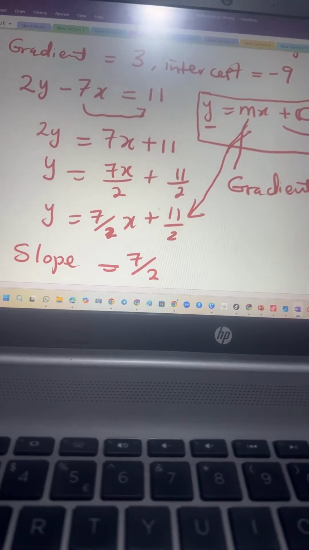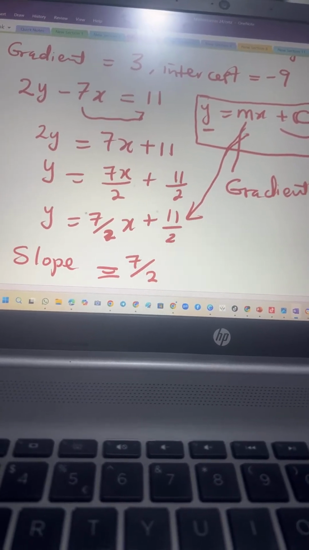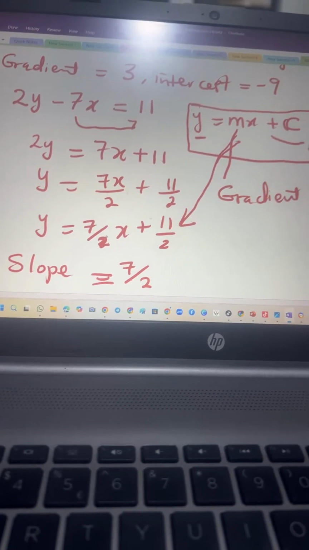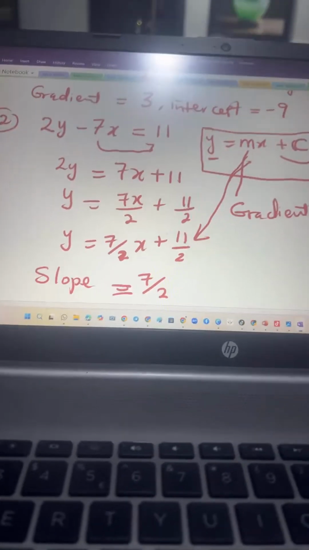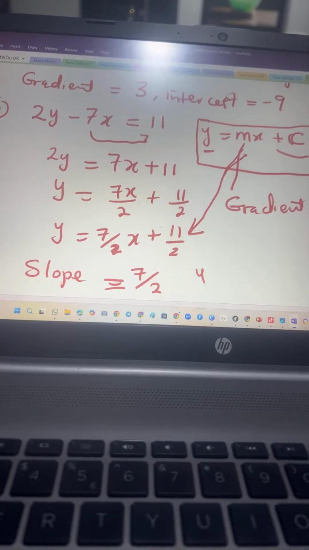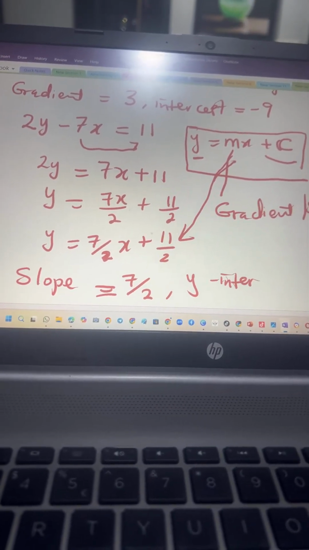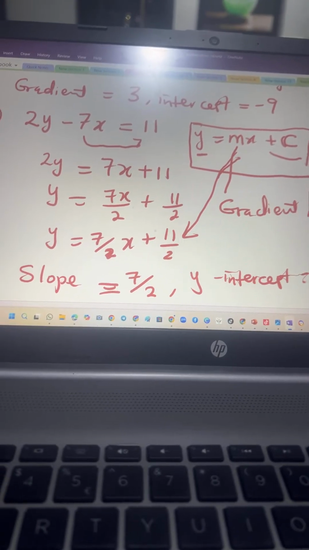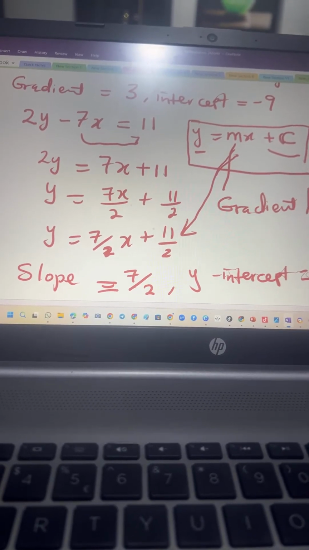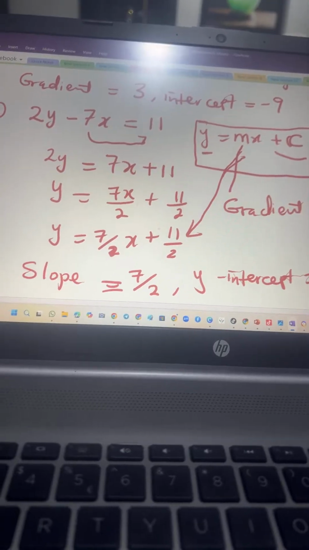7 over 2. So that is the gradient. So the gradient is 7 over 2, not just 7. This is a fraction here. So the gradient is 7 over 2. And what is the y-intercept? The y-intercept is 11 over 2. Great. So positive 11 over 2.